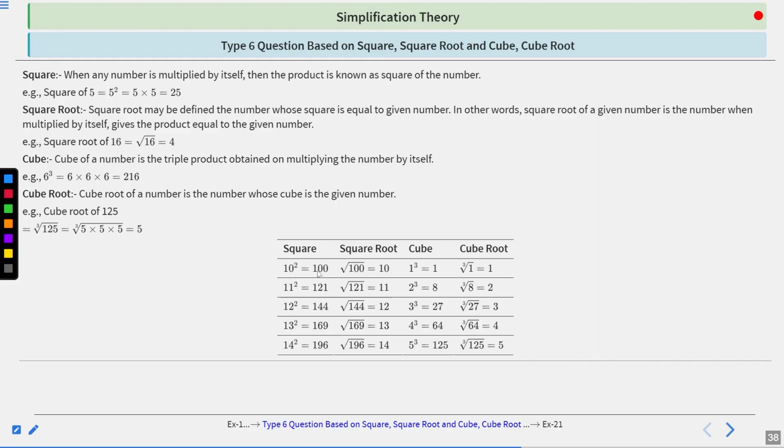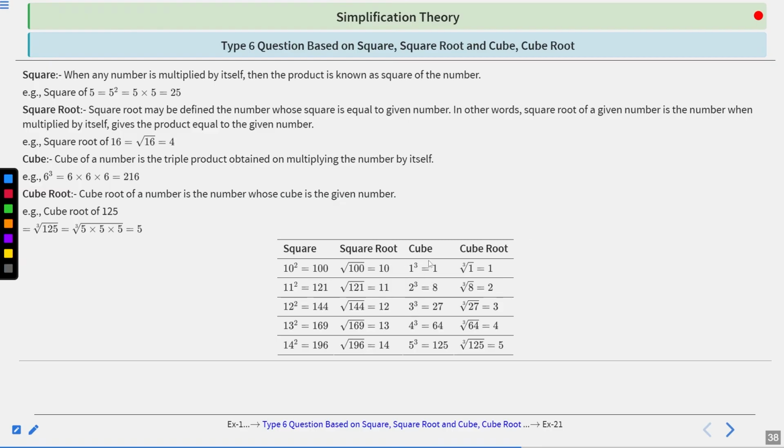So 10 square is 100, 11 square is 121, 12 square is 144, 13 square is 169, and 14 square is 196. Now when we take square root of 100, we get again 10. Square root of 121 we get 11. Square root of 144 we get 12. Square root of 169 we get 13. And square root of 196 we get 14.